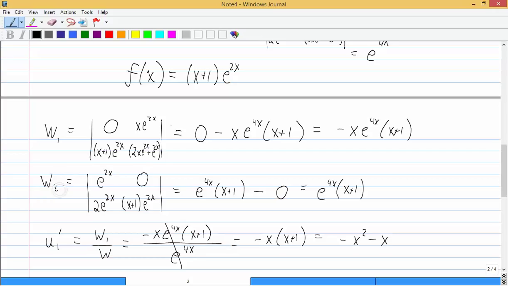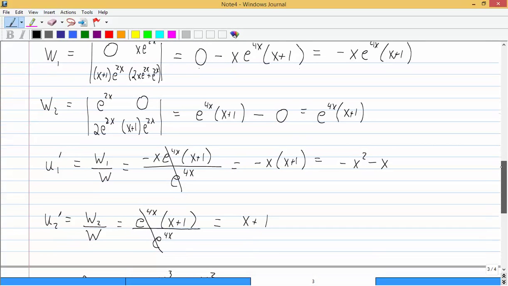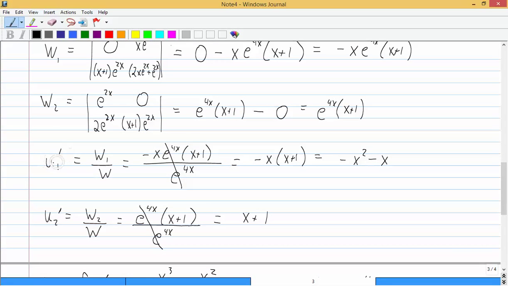Wronskian sub 2, the second column starts with a 0, and then under that we have f of x. The first column is y sub 1 and y sub 1 prime. Calculate that. All right, so we figured out the Wronskian, w sub 1 and w sub 2. Now the two things that we need to solve for, u sub 1 prime and u sub 2 prime, are equal to Wronskian sub 1 divided by the Wronskian, and Wronskian sub 2 divided by the Wronskian.